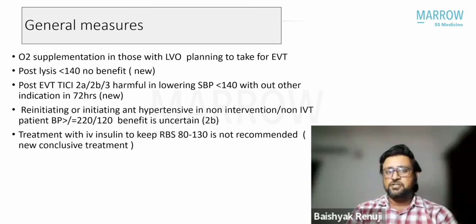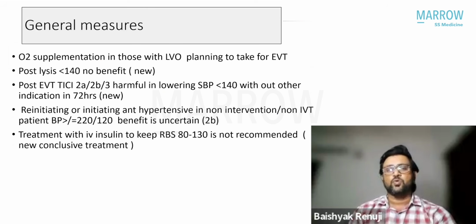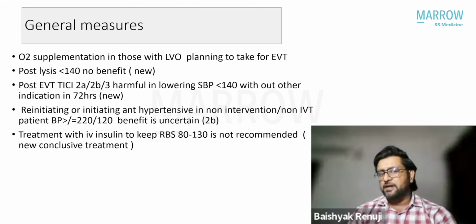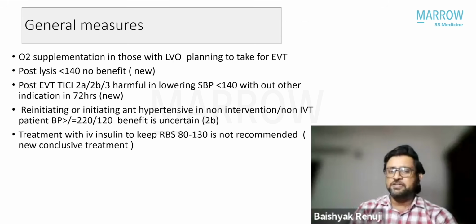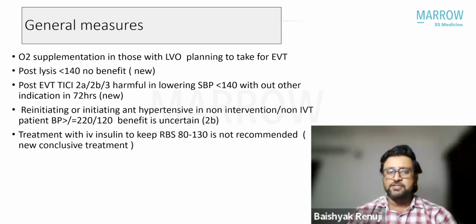In general measures, we discussed oxygen supplementation and post-lysis care. The major change is that oxygen supplementation is suggested even with normal SpO2 for those with LVO, that is large vessel occlusion, planning to take for EVT, which will improve the outcome. Second, for lysis as well as for intervention, the BP cutoff is 140 to 180 practically. For non-interventional patients, it is the same, but regarding reinitiating antihypertensives in non-interventional patients, the benefit is uncertain, but we can still reinitiate in some situations. Some scenarios we don't reinitiate, some depend upon your clinical skill, but this is what the guidelines say. So that is the changes in general measures.